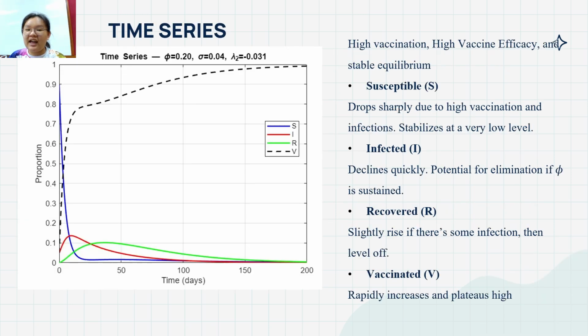So finally, we have both high vaccine coverage and strong vaccine protection. We can see from the graph, the susceptibles drop rapidly, the infected individuals decline sharply with potential to reach zero, the recoveries rise slightly and level off. The vaccinated population grows quickly and stabilizes. And we can see that this is the ideal case for disease elimination.